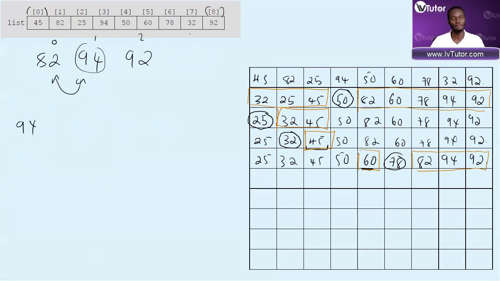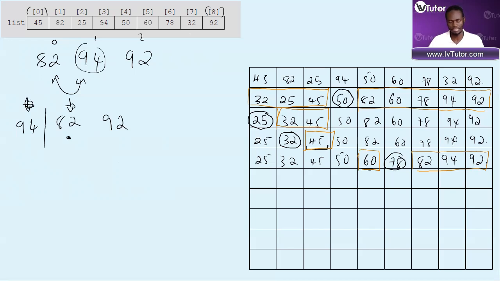This becomes our pivot, which we then swap with our first item. So now we have 94 on the first index. We have 82 here. We've got 92 here. Our small index is here. We start comparing from here. Is 82 less than the pivot? Yes, it is. Therefore, we shift our small index and we swap.